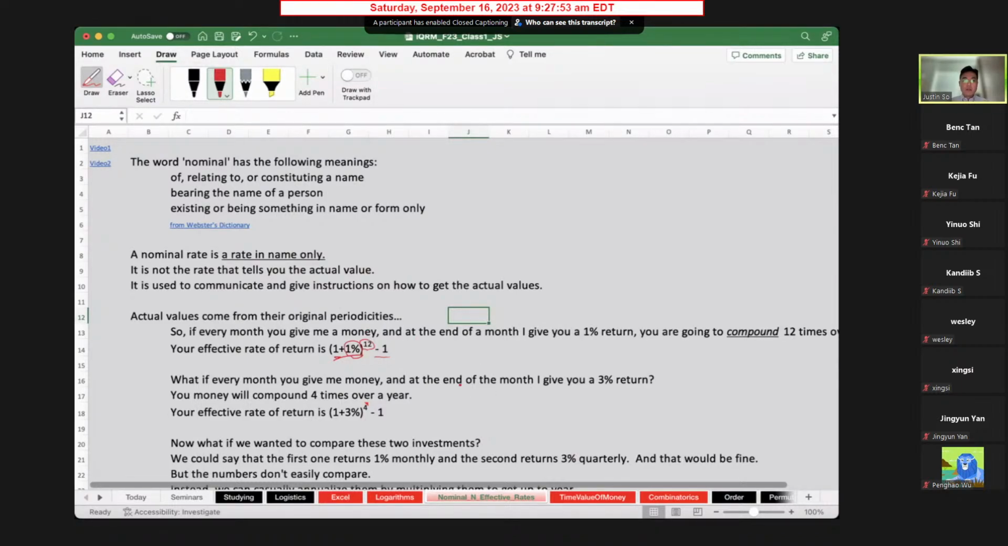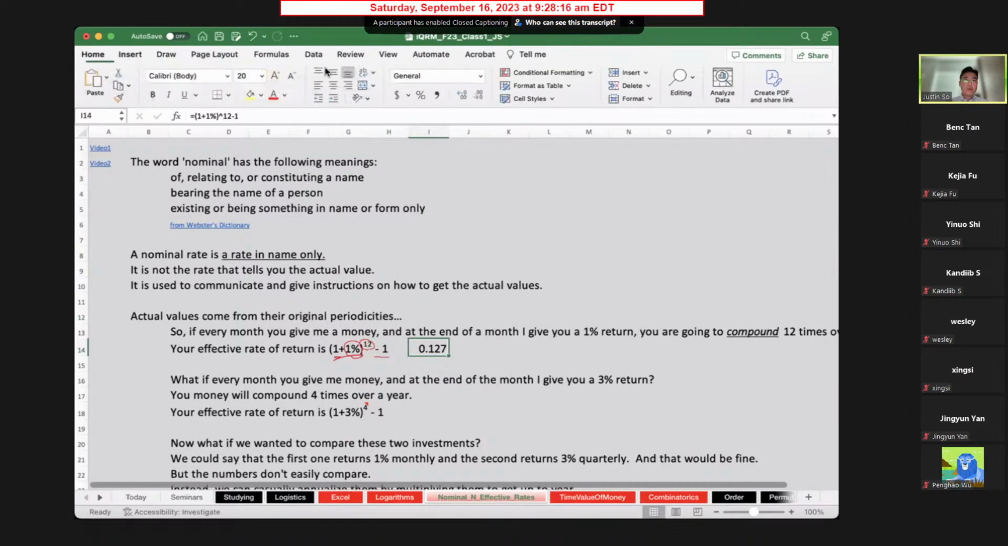If you calculate this one, let's say in Excel, 1 plus 1%, to the power of 12, minus 1 gives 0.127. In percentage terms, it's 12.68%.